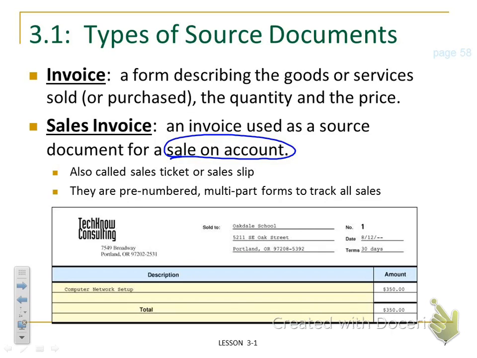So, as you can see from this invoice, what we have is a sale to Oakdale School for computer network setup for $350, and we know that it's sold on account because the terms are for 30 days. We also know that this is sales invoice number 1, and we know the date of the transaction.